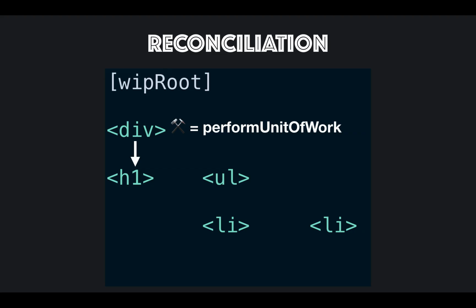So let's talk about the reconciliation of fibers. First, I'm going to assume that I'm going to start from a work in process root fiber. I'm also going to split up the work that I do from committing to the actual DOM element. So I'm just going to call this perform unit of work. I'm going to chunk it up so that I can perform this work element by element.